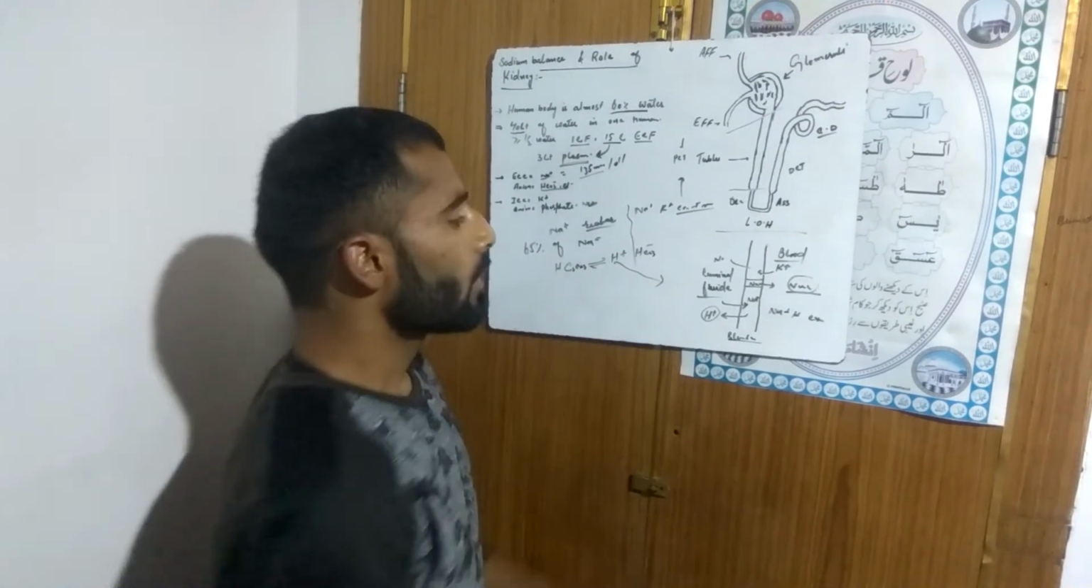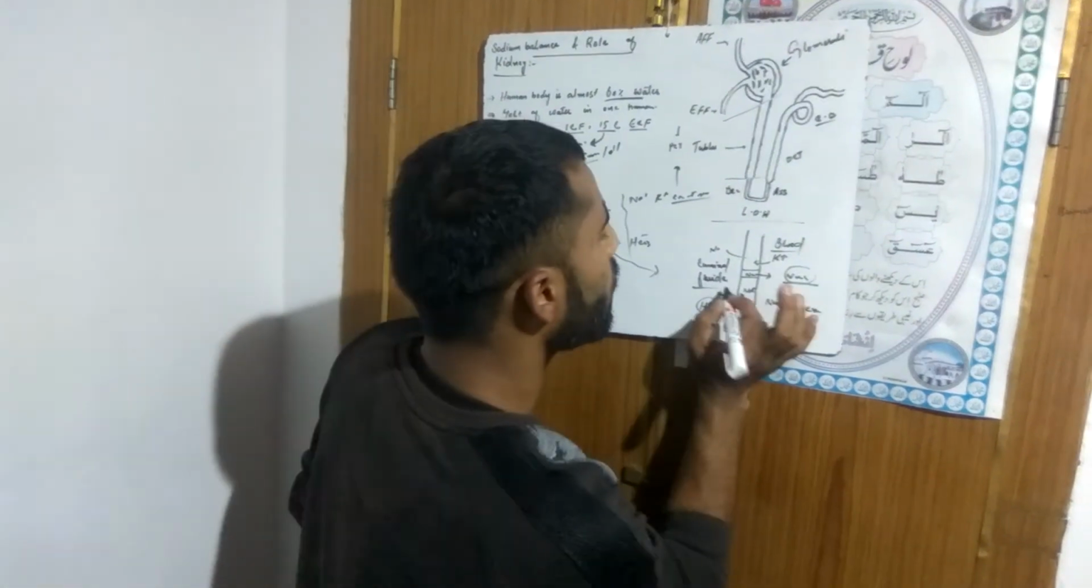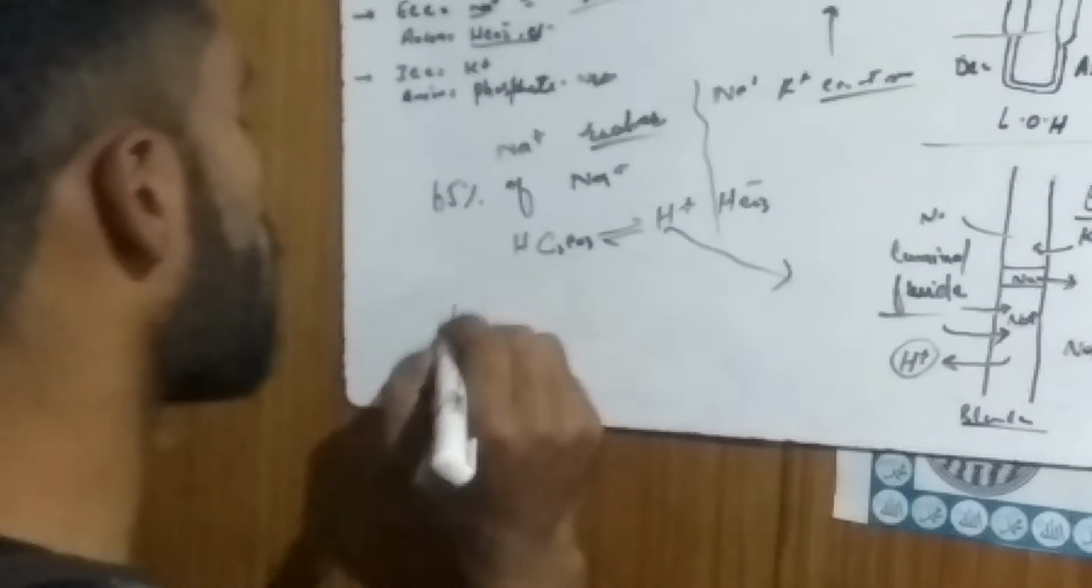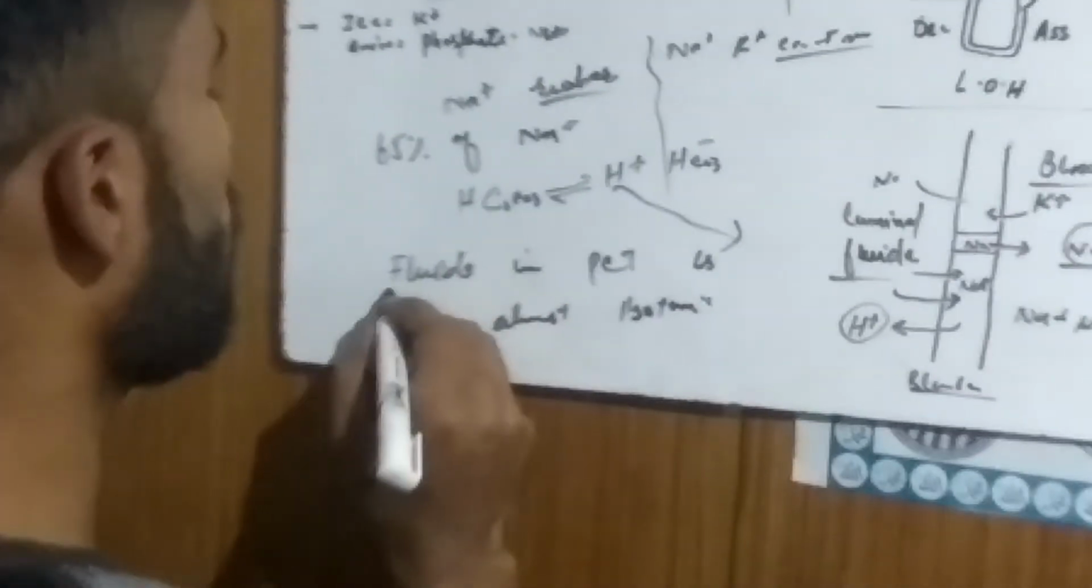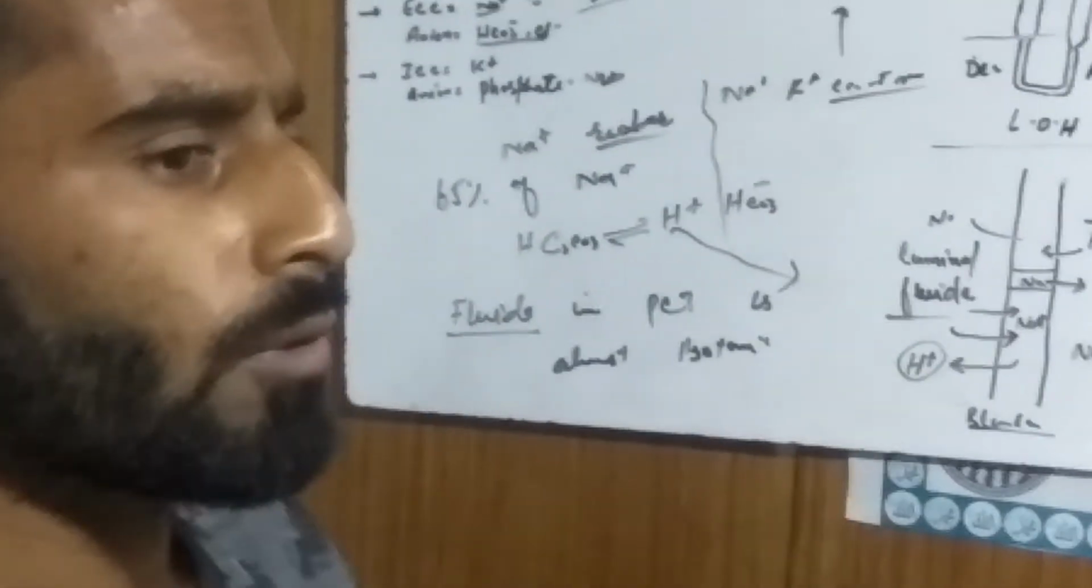At this level, there is also a considerable amount of water reabsorption. So the fluid in the PCT is almost isotonic. What does this fluid mean? It is the fluid which is going on to become the urine.